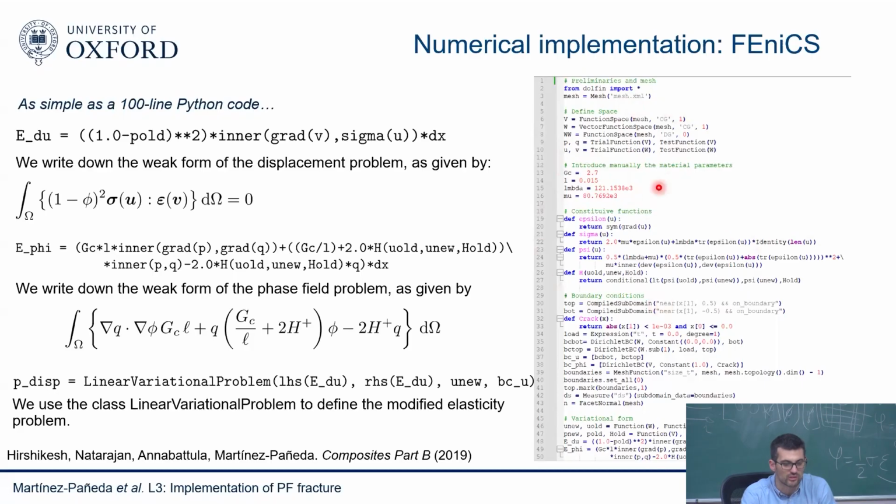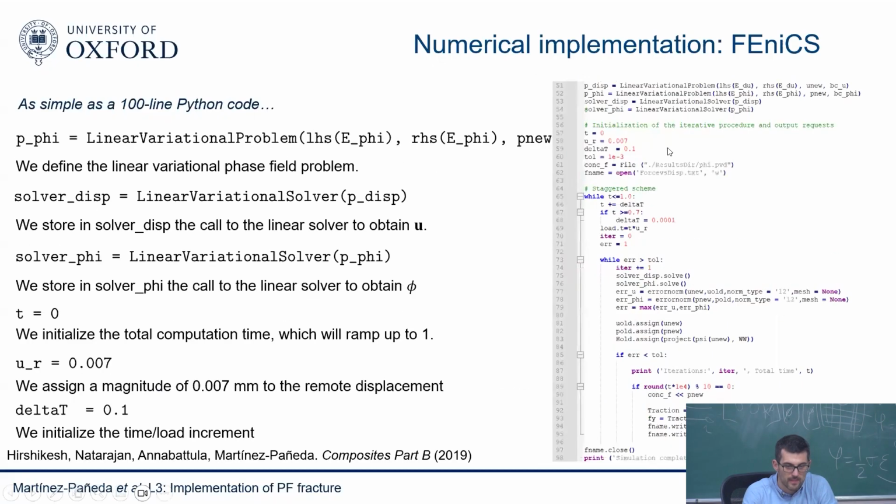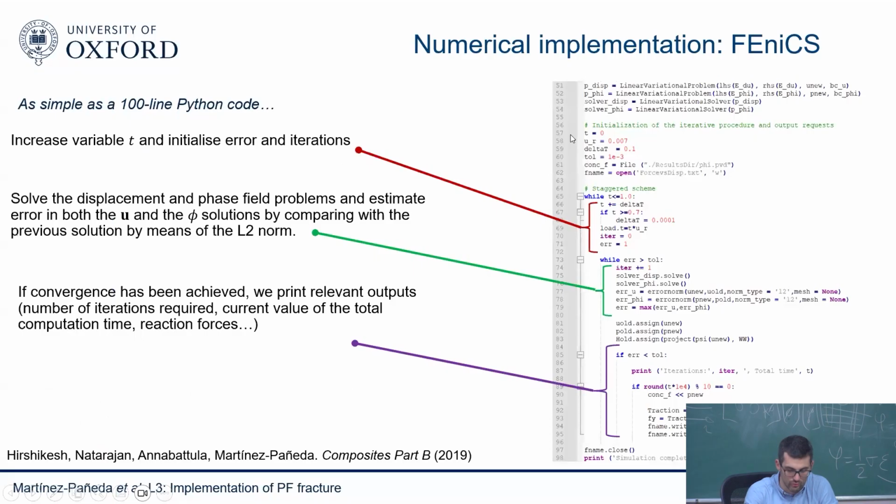You define your constitutive equations, and this won't change. You can just copy and paste. You define your boundary conditions. This might change depending on your problem. You apply your solution, and then basically you solve each system. You calculate the error. You iterate until you get a solution. That's the idea. That's all you need.